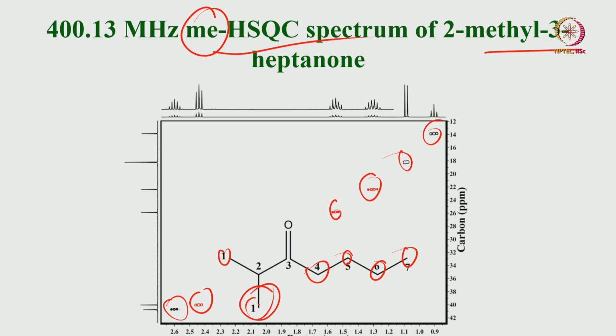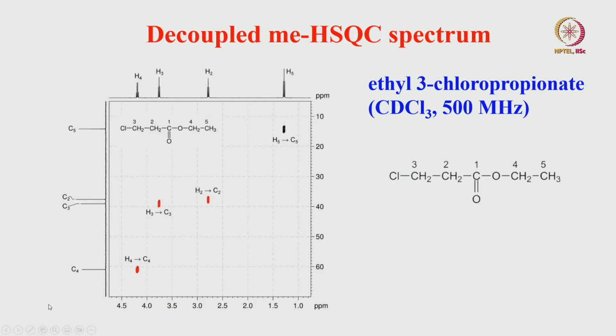This is the multiplicity edited HSQC of a different molecule. Like the previous molecule, one CH3 group is attached. That's what. See, now you can identify easily which are CH2s and which are CH3s. Okay, let us start analyzing one or two decoupled HSQC spectra.